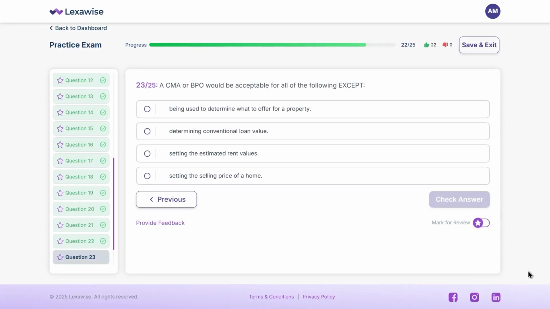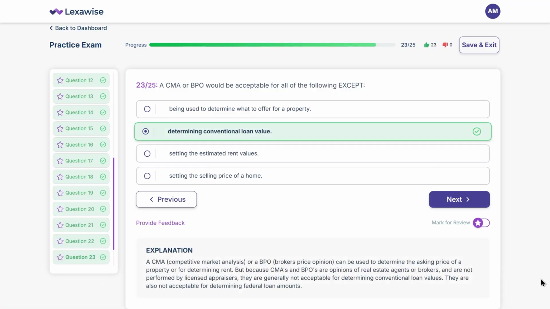A CMA, Comparative Market Analysis, or BPO, Broker Price Opinion, would be acceptable for all of the following except A. Being used to determine what to offer for a property. B. Determining conventional loan value. C. Setting estimated rent values. D. Setting the selling price of a home. Think it through. The correct answer, B. Determining conventional loan value. A CMA or BPO is an opinion-based valuation and cannot be used for setting a conventional loan value. Only a licensed appraiser can do that.